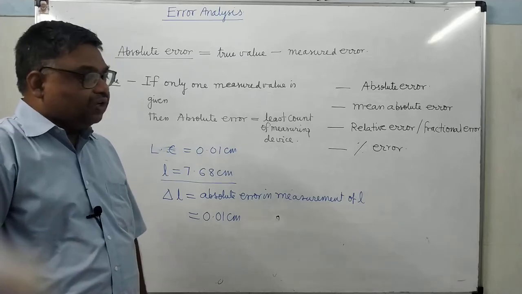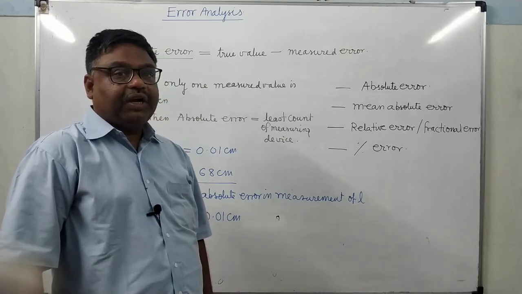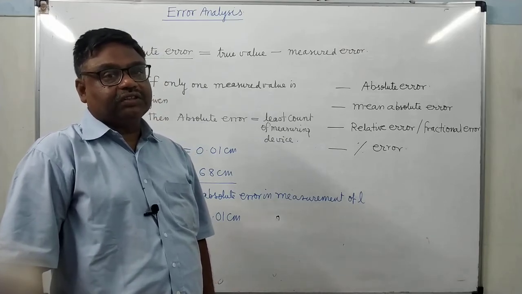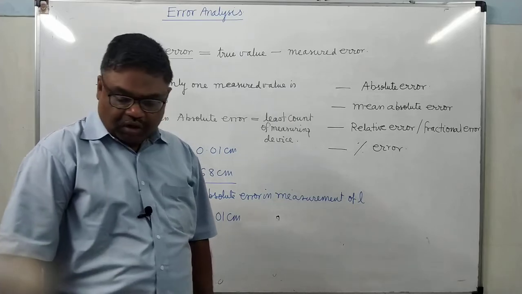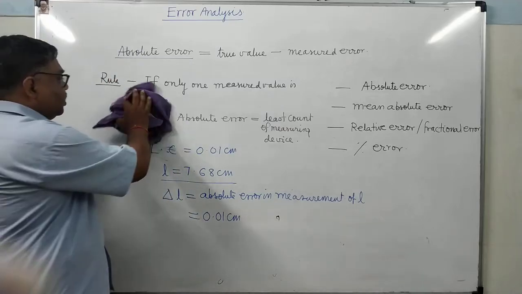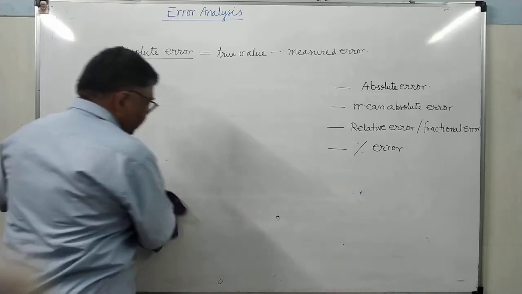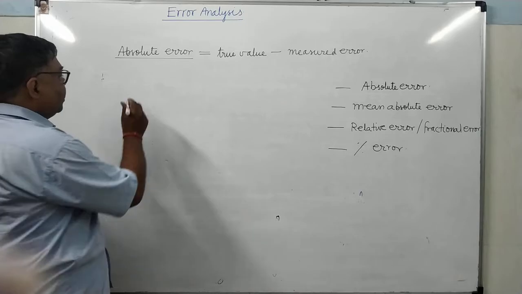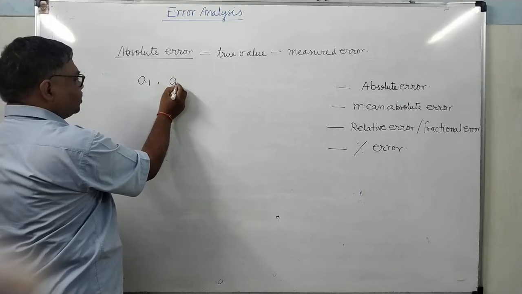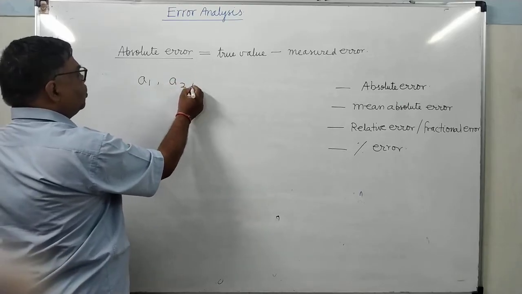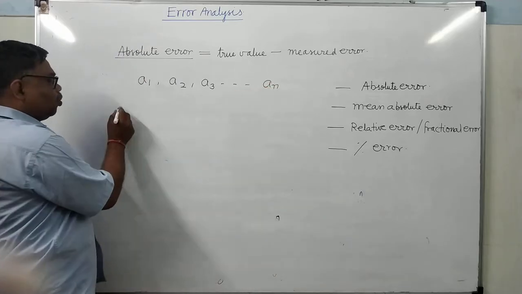But suppose a number of measured values are given. Then we find the true value, and the true value we take as the arithmetic mean of all those observations. For example, there are n observations, A1, A2 and so on, An. We have measured some quantity n times and the measured values come out as A1, A2, A3 and so on, An. So what will be the true value here?